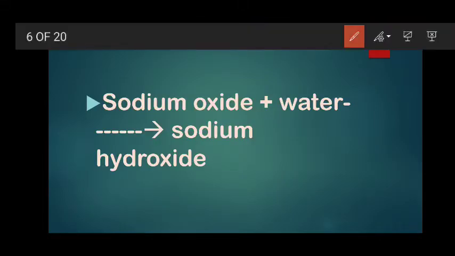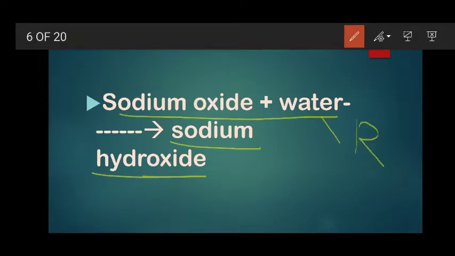Next example, take sodium oxide plus water. When sodium oxide reacts with water, there is a formation of sodium hydroxide. So here sodium oxide and water are the reactants, and sodium hydroxide is the product.